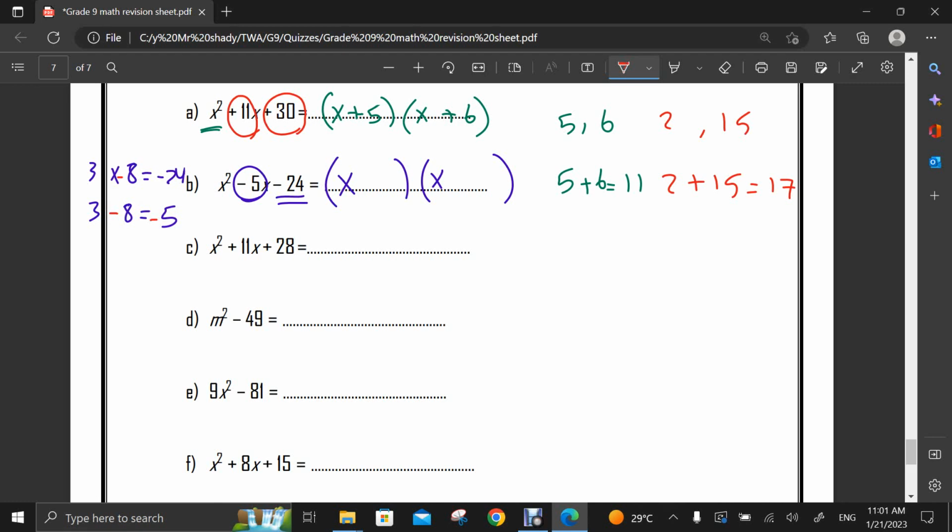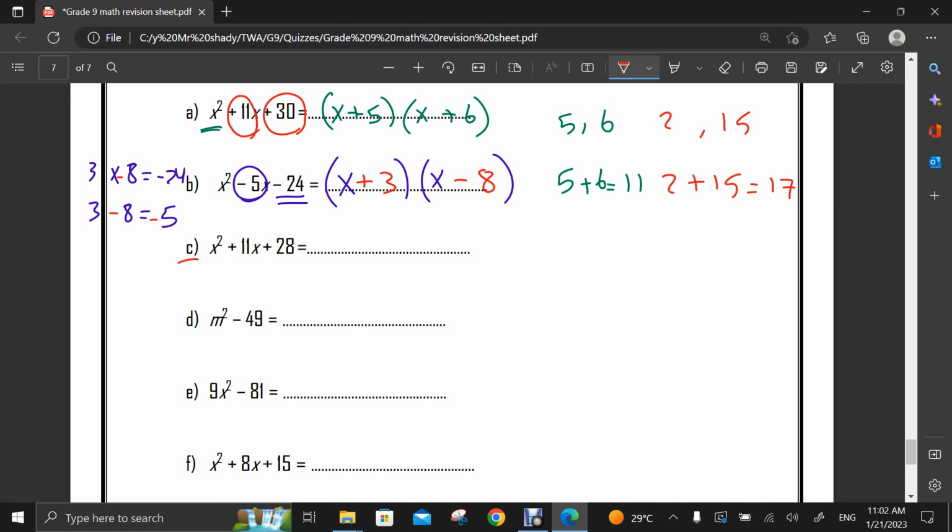So what I will do is write in the first bracket positive 3 and in the other bracket negative 8. Someone asked me before, Mr. Shady, what if we put positive 8 and negative 3? It will be a wrong answer. It must be positive 3, negative 8. So positive 3 multiplied by negative 8 is negative 24, and positive 3 plus negative 8 will be negative 5.